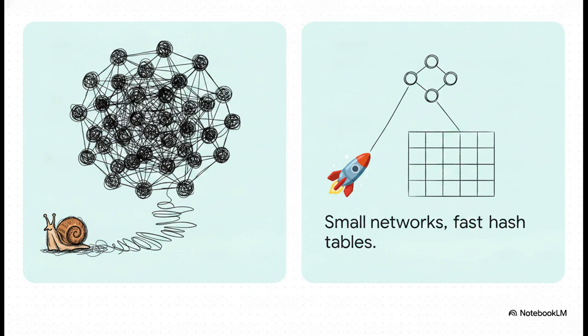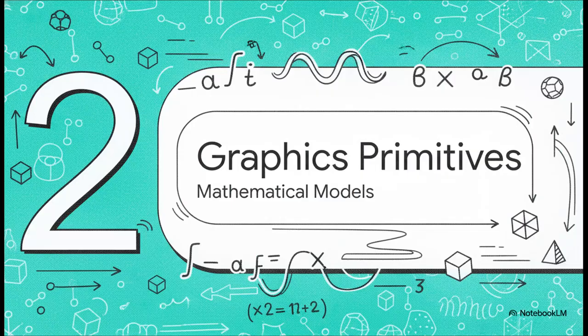Instead of relying on a massive network to memorize the whole scene, the authors use a very small, lightweight neural network and they augment it with a multi-resolution hash table. This drastically reduces the computational overhead. But to really understand how they pull this off, we need to precisely define our terms. Section 2. Defining neural graphics primitives.